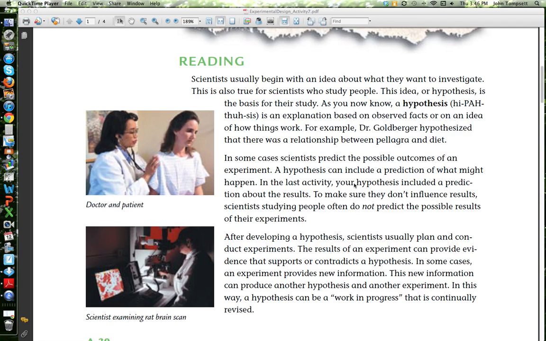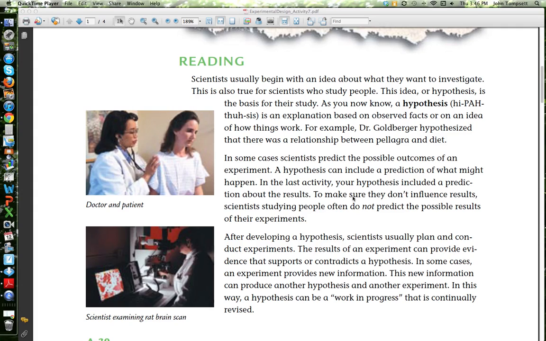In some cases, scientists predict the possible outcomes of an experiment. I guess it does make sense. I misread it. A hypothesis can include a prediction of what might happen. In the last activity, your hypothesis included a prediction about the results. To make sure that they don't influence results, scientists studying people often do not predict the possible results of their experiments. After developing a hypothesis, scientists usually plan and conduct experiments.